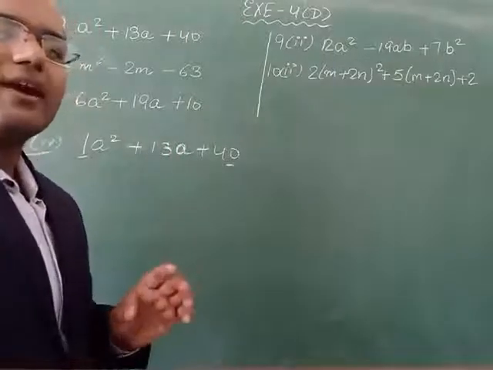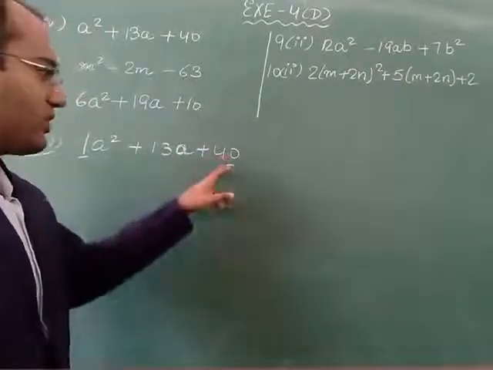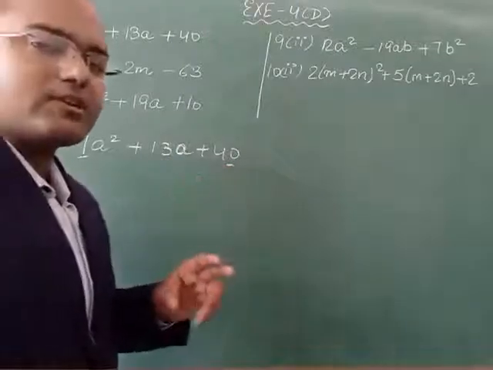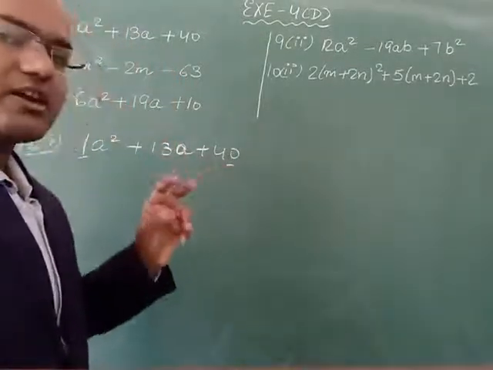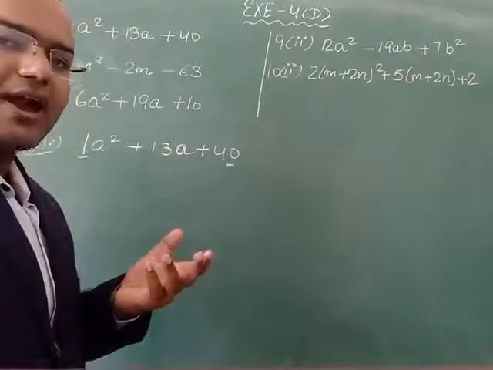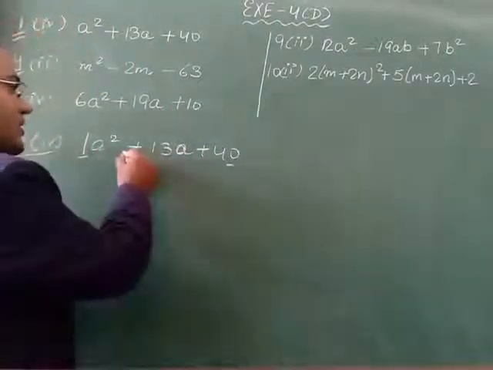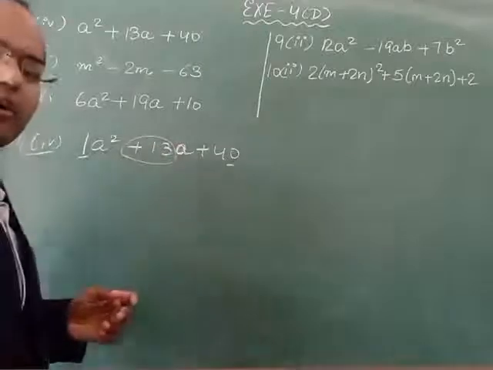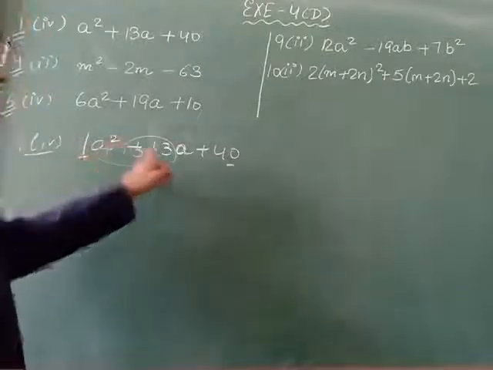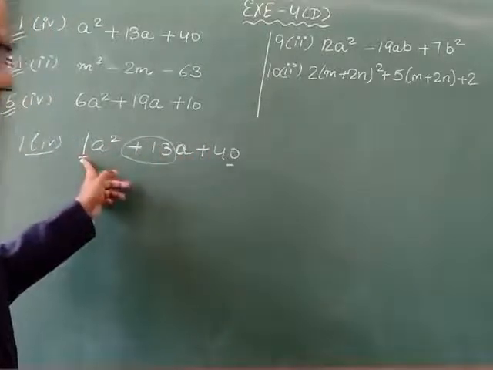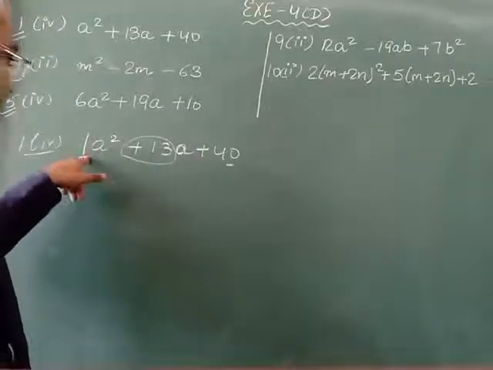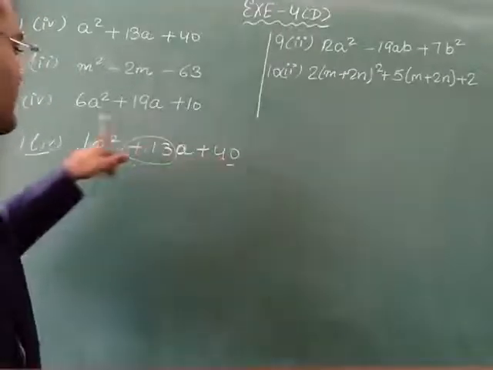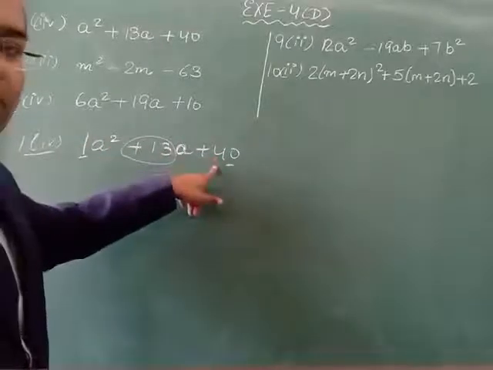Now you have to find a pair of factors of 40 such that their product is 40 and their sum should be 13. Pair means 2. First of all, we will find the product of this first constant term and this last, this is 1 and this is 40. 1 multiply 40 will be 40.